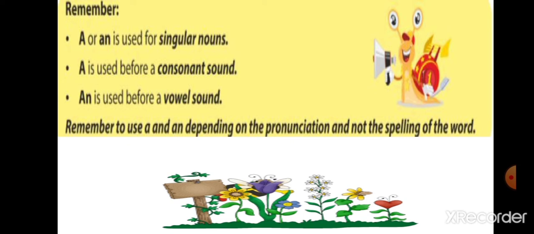Now, see, these points are to be kept in mind when we are using A and An. A or An is used for singular nouns. A is used before a consonant sound. An is used before a vowel sound, as we have learned. Remember to use A and An depending on the pronunciation and not the spelling of the word. Have you read it carefully? As we have seen, which words? Yes, university and honest.